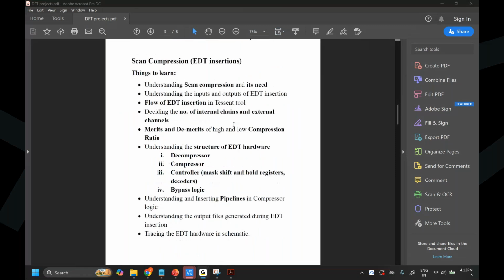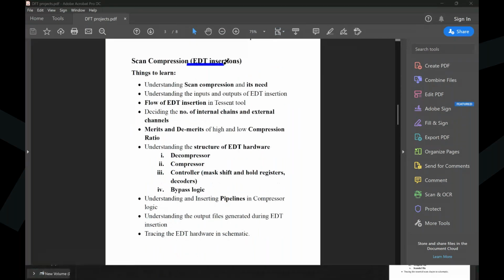We'll be learning scan compression. What is EDT insertion? We'll try to understand scan compression and what it means. What are the inputs and outputs of scan compression? What is the flow of EDT insertion in the test tool? If you want to do EDT insertion using the tool, you have to follow a procedure, and that procedure is the flow of EDT insertion.